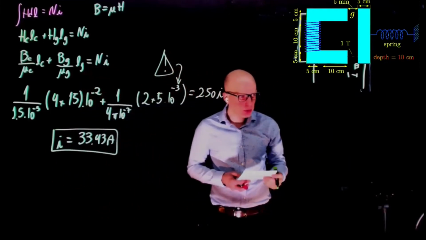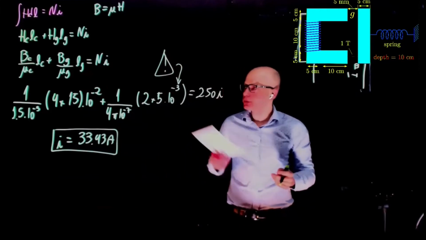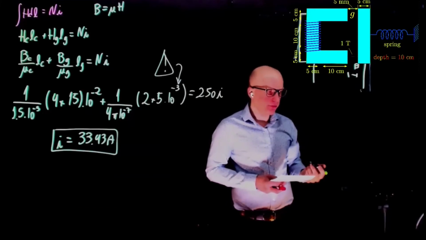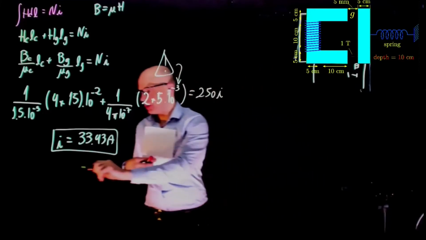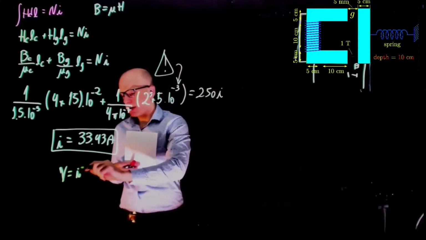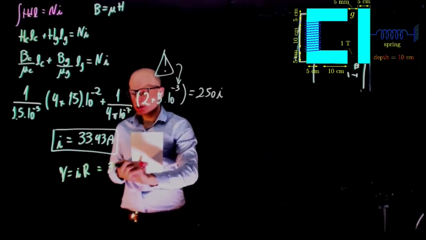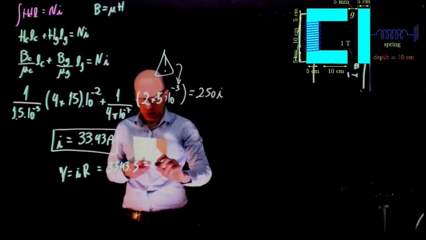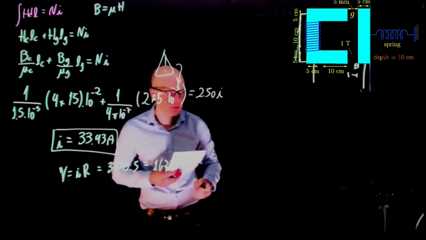What is the voltage required to establish 1 Tesla now? Well, we know that the coil has a resistance of 5 ohms. So the voltage is simply I times R, which is 33.43 times 5, and that is 167 volts.